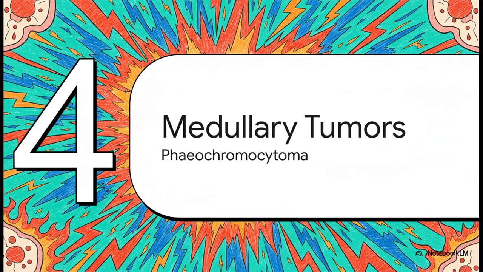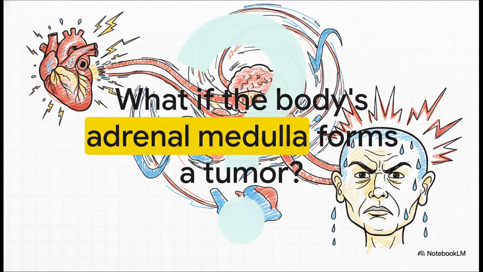All right, section 4, medullary tumors, specifically the phaeochromocytoma. We are now leaving the kind of slow-burning metabolic world of the cortex and diving into a highly volatile clinical environment. I want you to consider this carefully. What actually happens when the body's primary fight-or-flight center forms a tumor? What happens when a mass just autonomously dumps massive, uncontrolled surges of adrenaline and noradrenaline straight into the bloodstream? Well, the cardiovascular consequences are extreme. Patients present with terrifying paroxysmal hypertension, blinding headaches, rapid palpitations, and just profuse sweating.